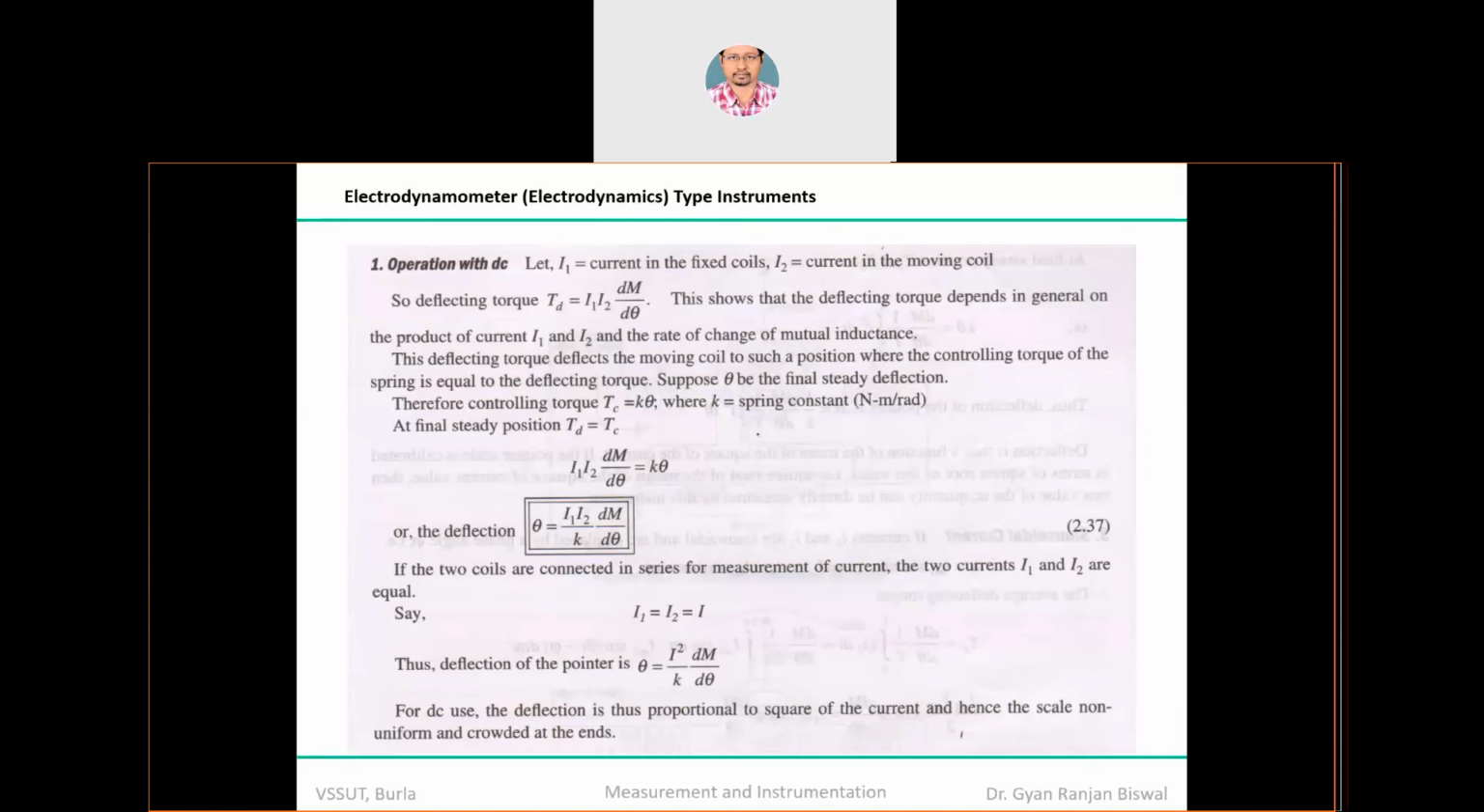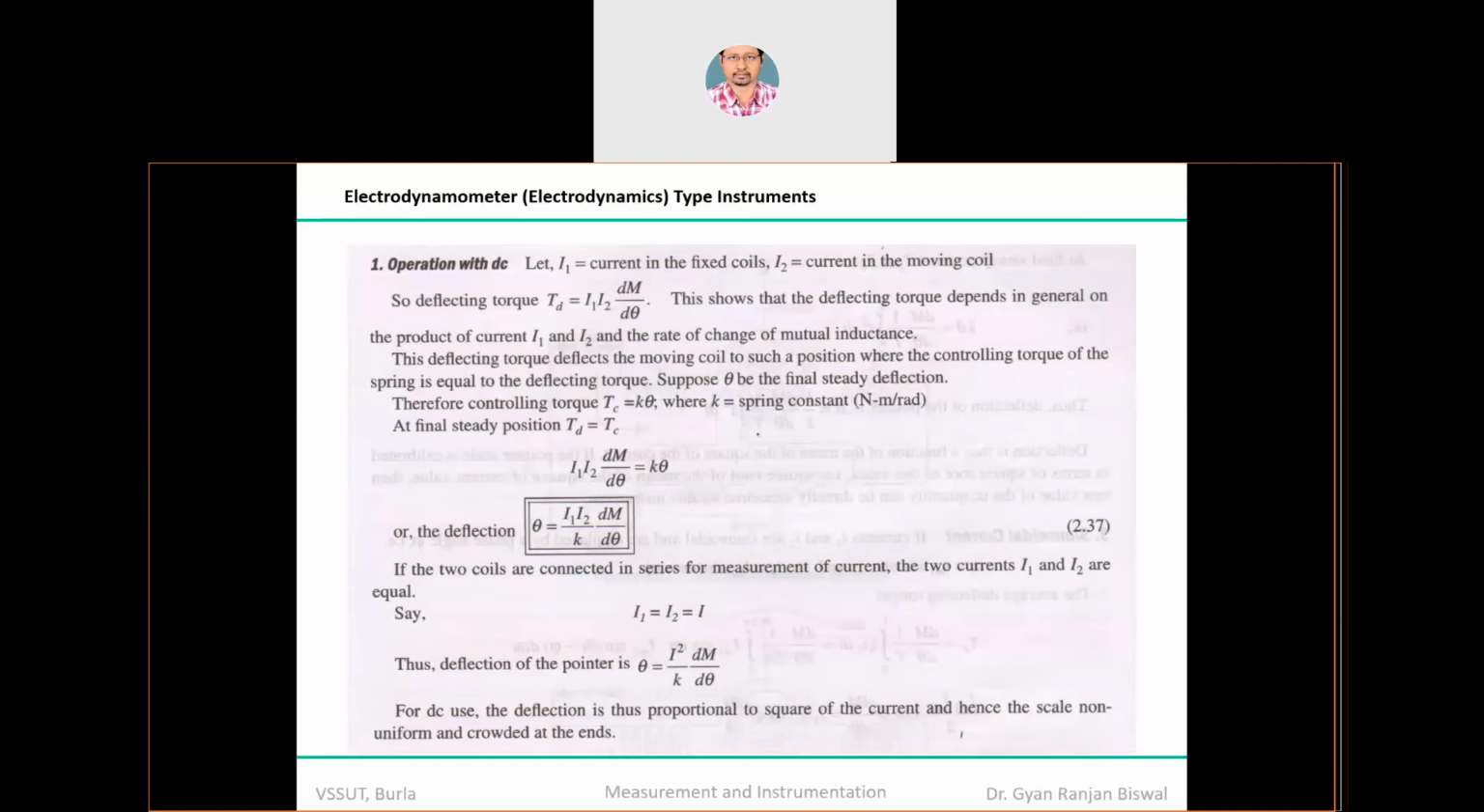Now, for a small change in mutual inductance, you will get an incremental change in theta. So dM by d theta is a very small factor, K is a constant, so ultimately theta is proportional to I1 into I2. Both the coils are connected in series as far as the measurement of current is concerned, but there is a question whether you want to measure the current or the voltage.